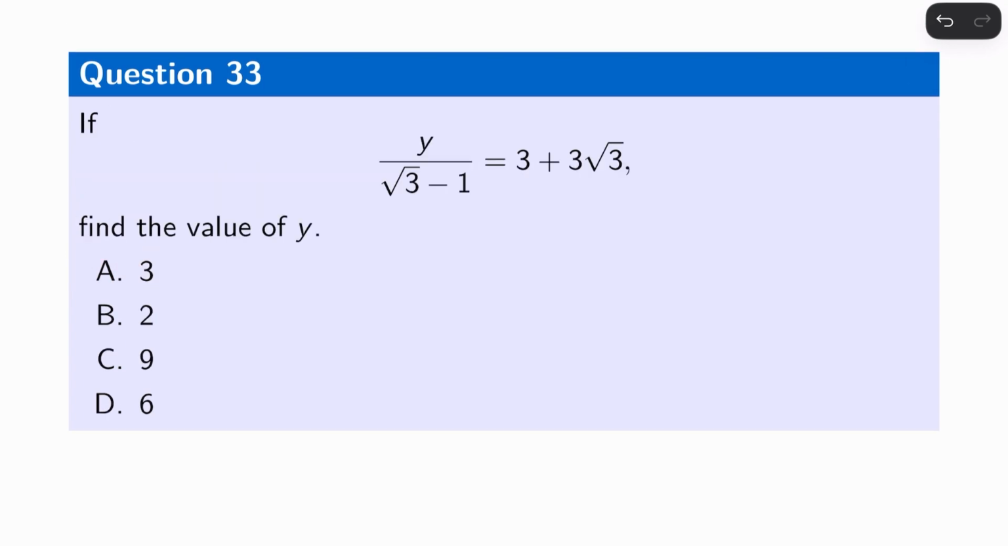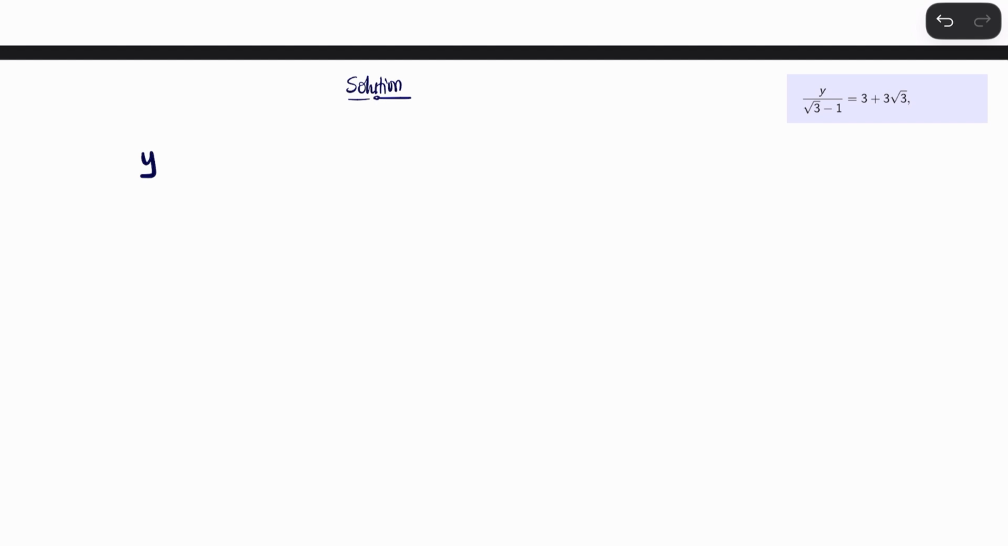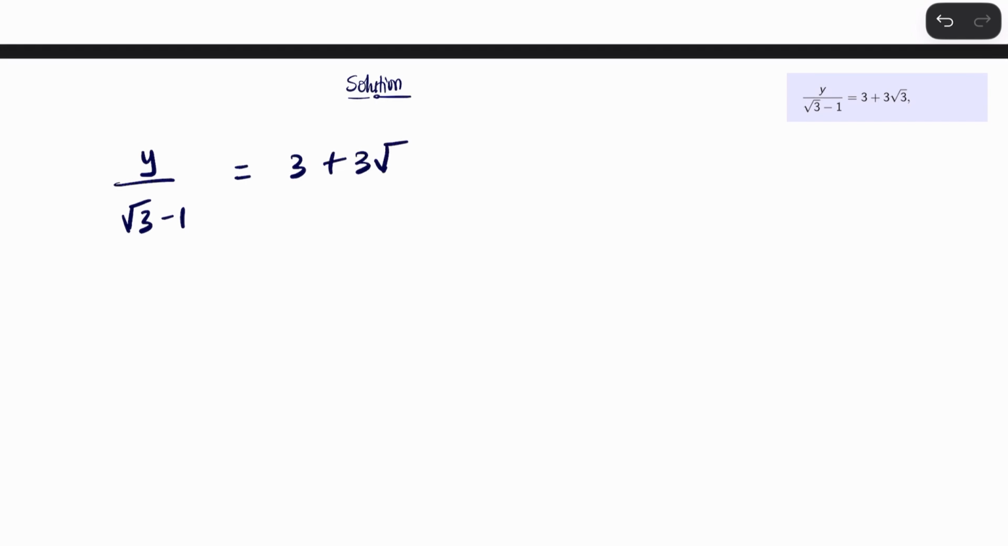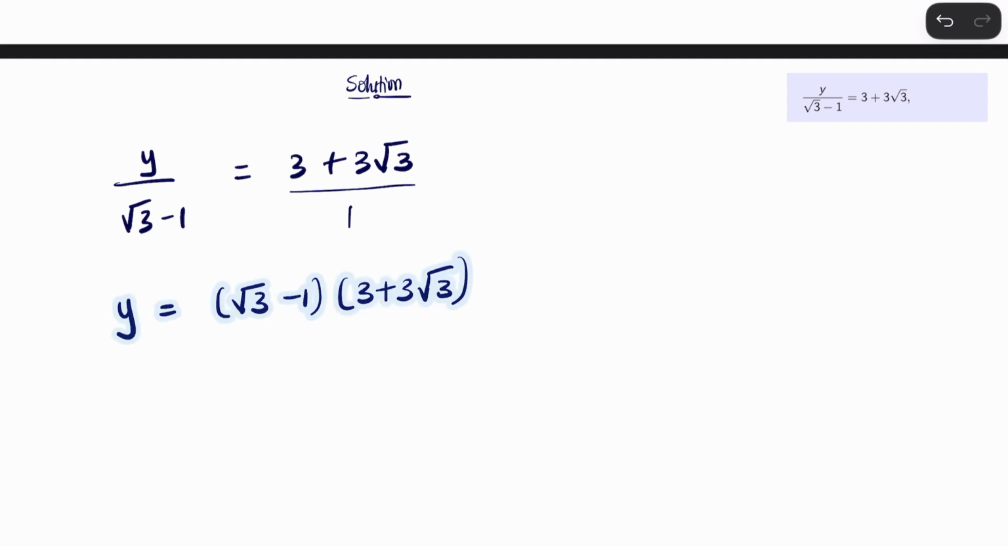Question number 33. If y divided by the square root of 3 minus 1 is equal to 3 plus 3 square root of 3, find the value of y. Solution. Here we have y divided by the square root of 3 minus 1 is equal to 3 plus 3 square root of 3. So we can divide this by 1, then we cross multiply. So we are going to have y is equal to square root of 3 minus 1 multiplying 3 plus 3 square root of 3. So let's expand this.